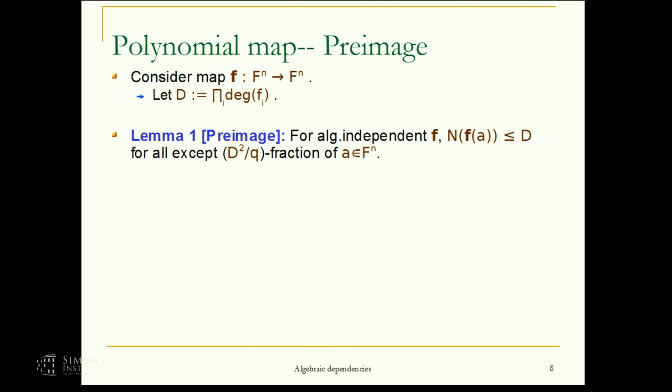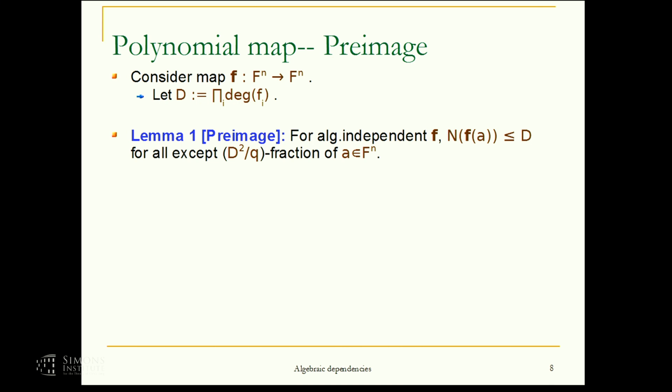So what is the difference? Suppose the polynomials are algebraically independent. In this case, the intuition is that the image will be large, and a parallel intuition is that the pre-image will be small. So this is what the lemma is saying: for algebraically independent polynomials, if you look at the pre-image of f of a, where f of a is b here, then that is small, where small is with respect to this d, the product of degrees. It is smaller than this for almost all the points in the domain.